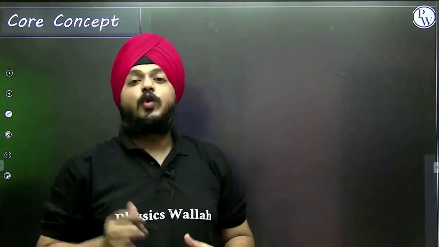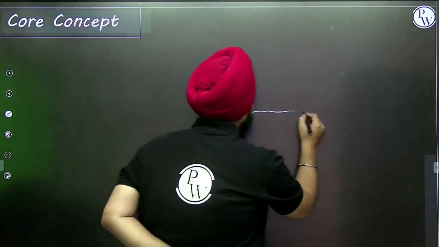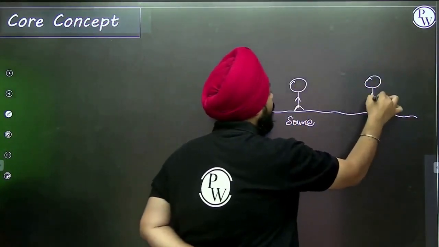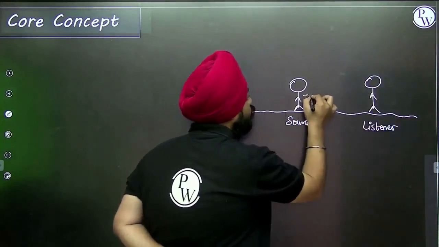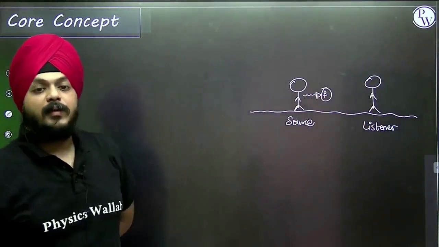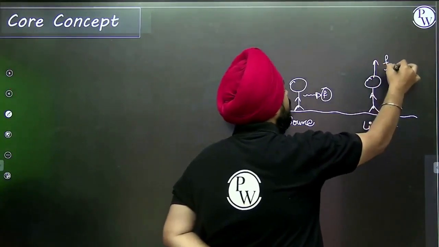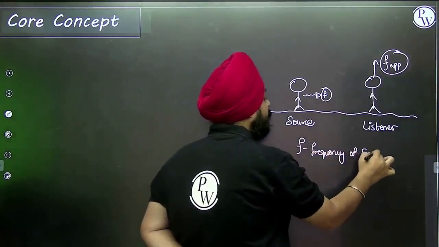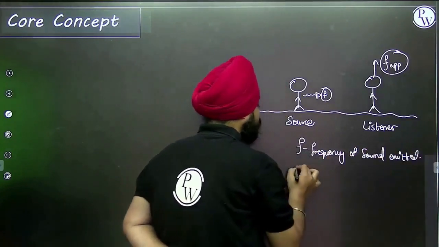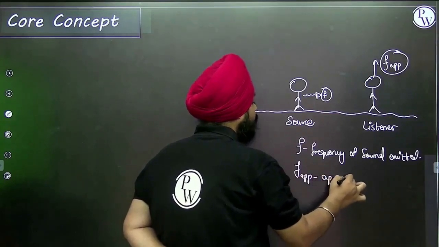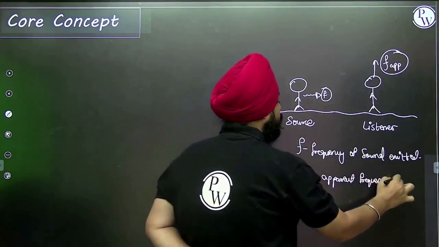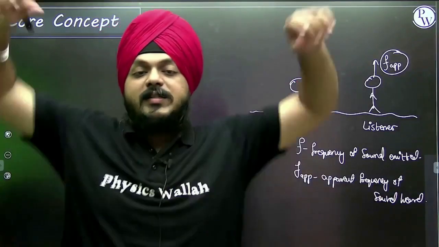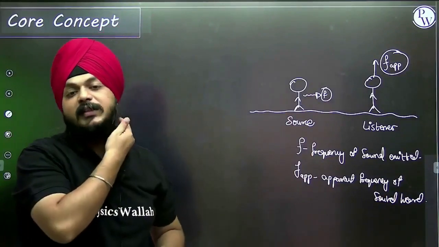Okay, so what is the core concept here? We have one source, and on the other side, we have one listener. The source always emits sound of frequency F, and the listener always hears sound of apparent frequency F apparent. One is the frequency of the sound emitted, and the second is the apparent frequency of the sound heard by the listener.